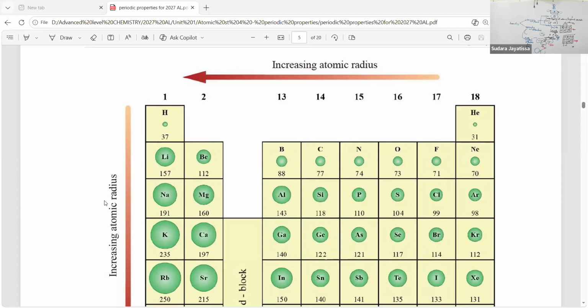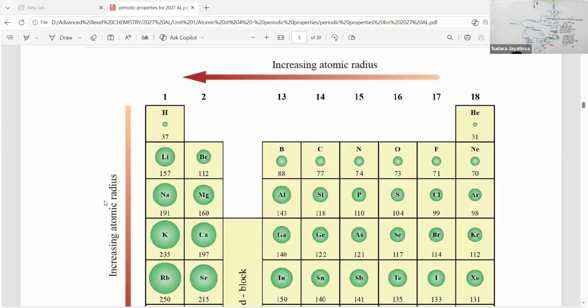What if they ask you to compare lithium and magnesium? Which one will be higher? Magnesium. You need to give a reason for it. Because magnesium is to the right in the period. When you go towards the right side, radius decreases. Okay? So you need to give an explanation.